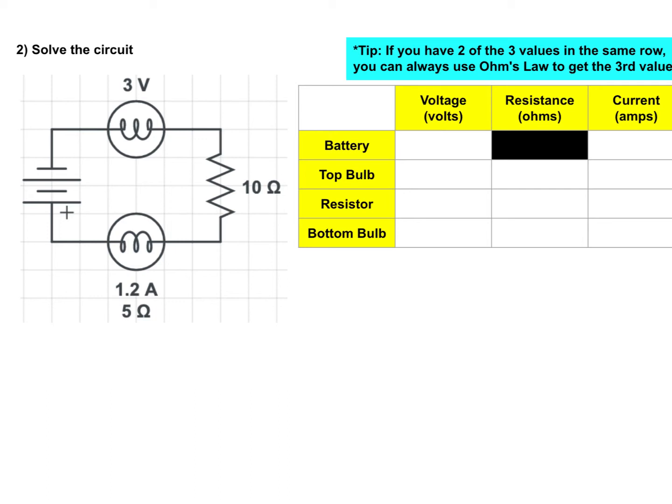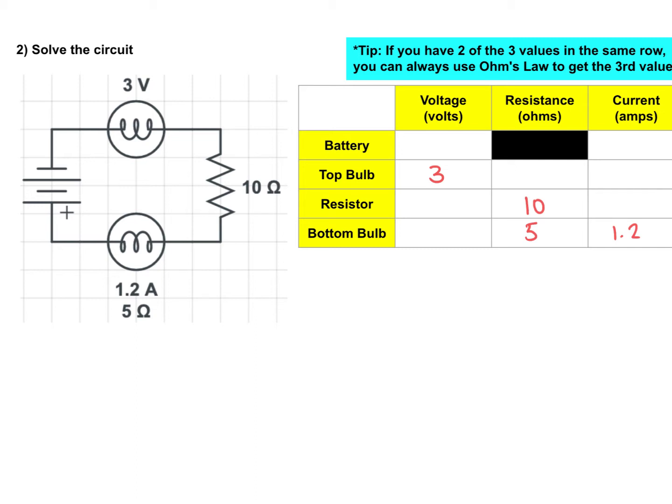So for the top bulb, it's showing 3 volts, so I'll put that in the voltage column. For the resistor, it's showing 10 ohms, so I put that in the resistance column. And for the bottom bulb, it's showing 1.2 amps, which goes in the current column. And it also shows 5 ohms, which goes in the resistance column. So that's how you start, just by filling in the values that you're given.